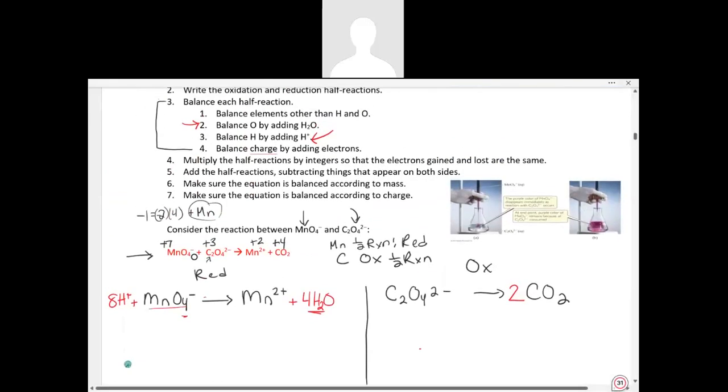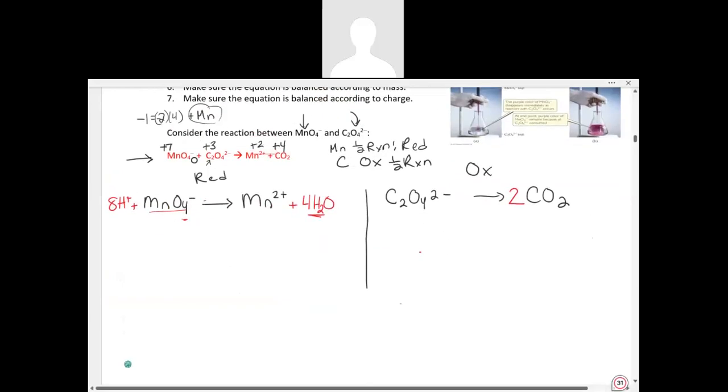Last but not least, we're going to balance the charge by adding electrons. What do I mean by that? How do we know what the charge is? Each of these species, we could write a charge above, or below here. We'll write +8 for 8 hydrogen ions, since 8 times +1 gives us +8. We have 1 permanganate, so we're going to add -1 here. Then I have +2 for my manganese, and a neutral compound, water, for my other product, so I'm going to write that as 0 for my oxidation number.